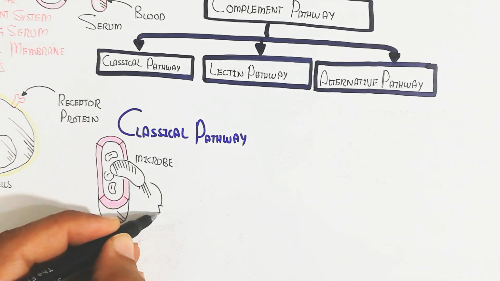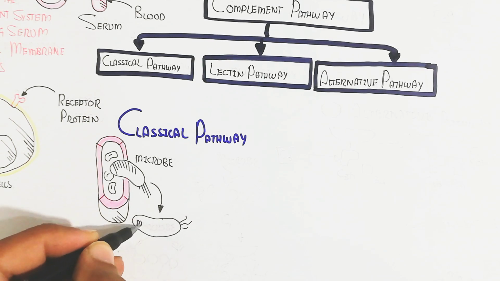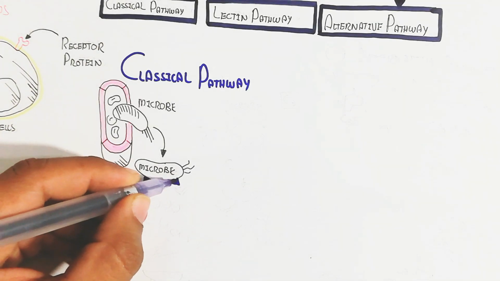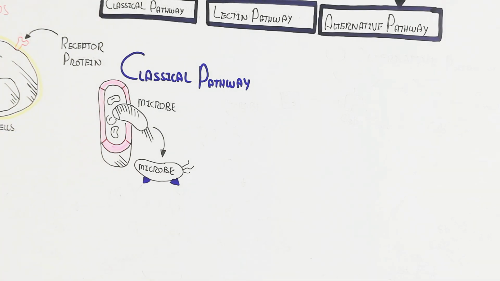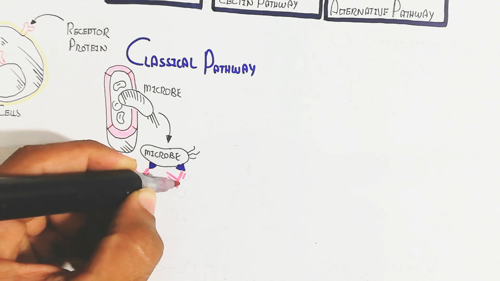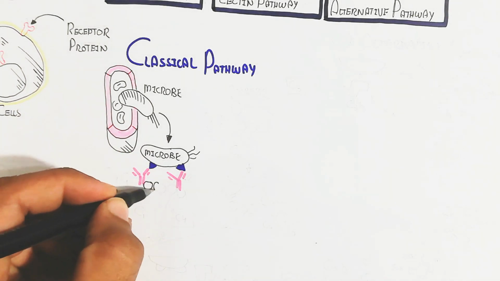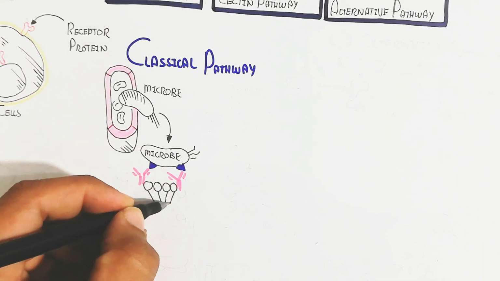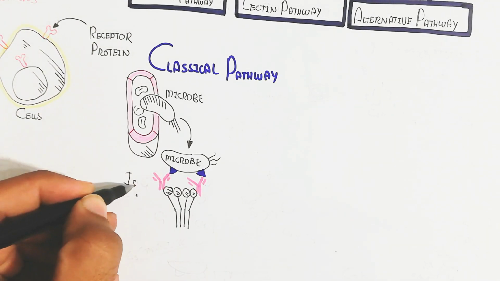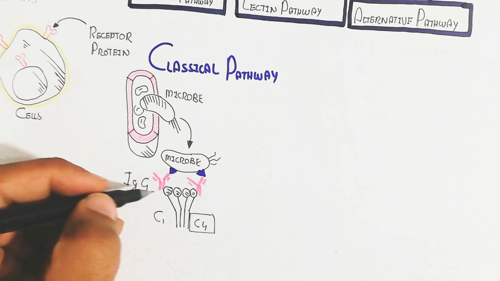This is the blood circulatory system containing microbes. Whenever a microbe enters the blood circulatory system, the classical pathway or alternative pathway will be activated. The microbe contains an epitope. Epitope is the antigen, so in this way the whole microbe is the antigen. The adaptive immune response will then create antibodies against this antigen, like IgG.